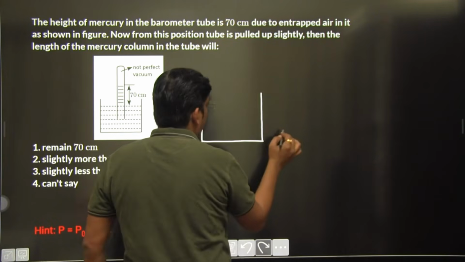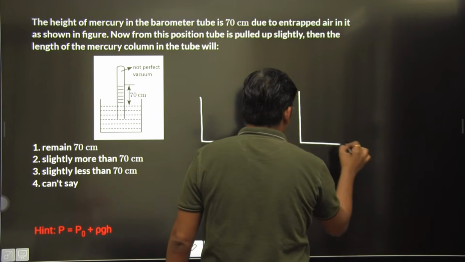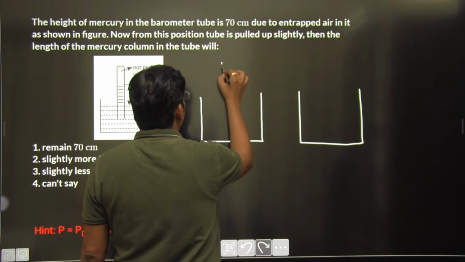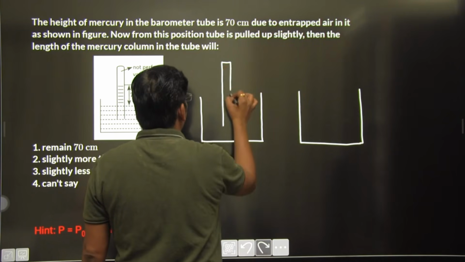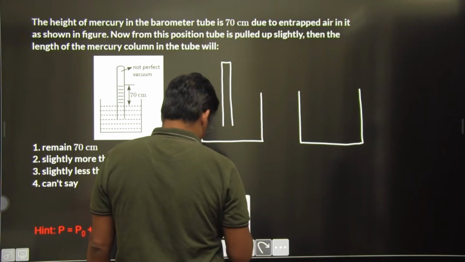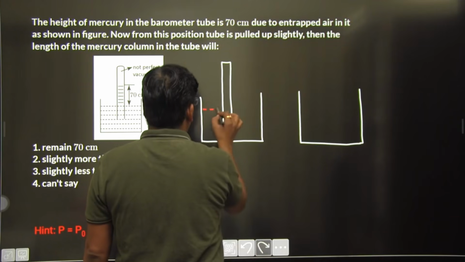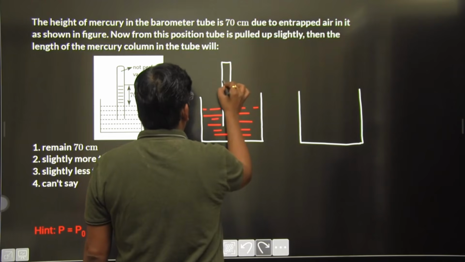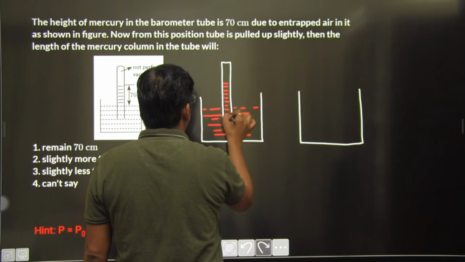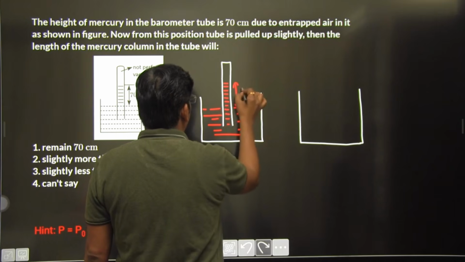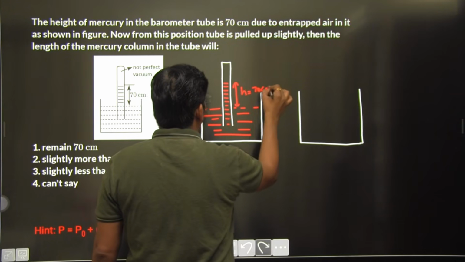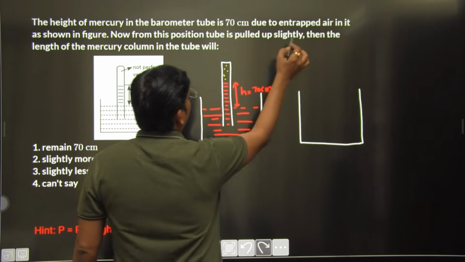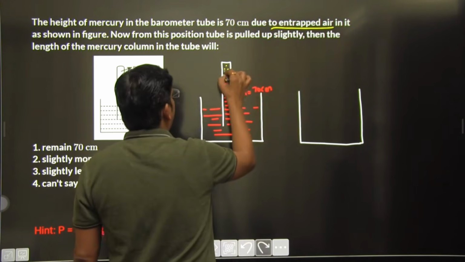So this is a trough containing mercury, right? Now this is a tube, which is sealed at the top, right? Now this is the level of mercury, water surface level of mercury, and they have said that level of mercury is 70 centimeter initially above the water surface. This is 70. This portion is not perfect vacuum. There must be an entrapped air. They have mentioned that there is some entrapped air.